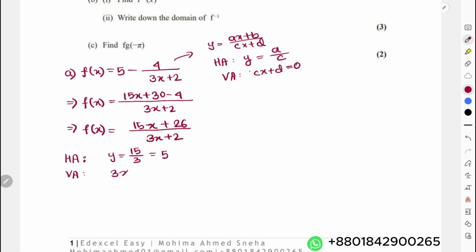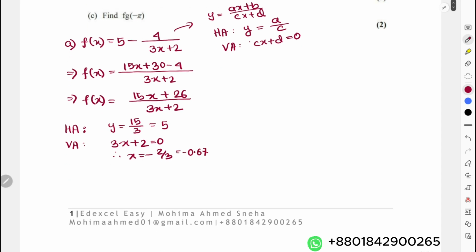So you get 3x plus 2 equals 0. And if you simplify this, you eventually get minus 2 by 3, which in decimal is, I think, 0.6 something. Just 1 minute. Yeah, 0.67. So you get negative 0.67.